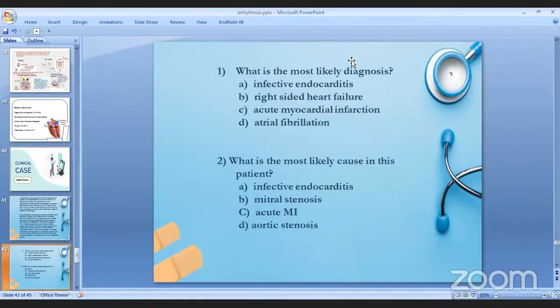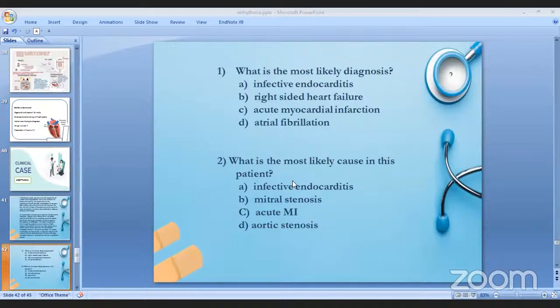What is the most likely diagnosis? Can anyone just guess, if you guys are online? I'm not sure if you guys are even listening. Okay, that's okay. So the most likely diagnosis is atrial fibrillation, because I think I've also placed ventricular fibrillation in the options. So atrial fibrillation is the most likely diagnosis. We'll talk about it later.